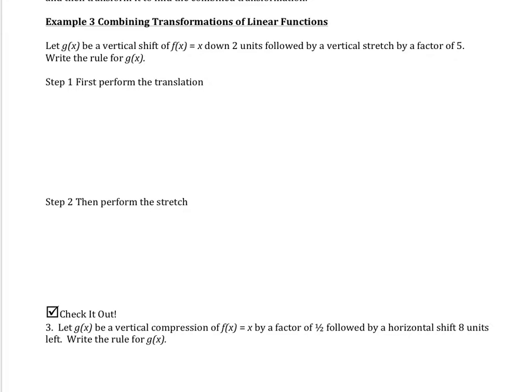Down 2 units, up and down, is outside the function. That means you don't put it inside the parentheses with the x, it's outside. So if I create a new function h of x, and I perform this 2 units down, up's going to be plus, down is going to be a minus. So it's just the function x minus 2.